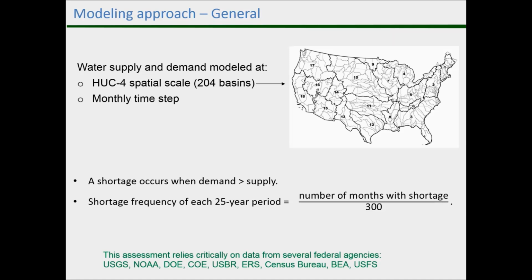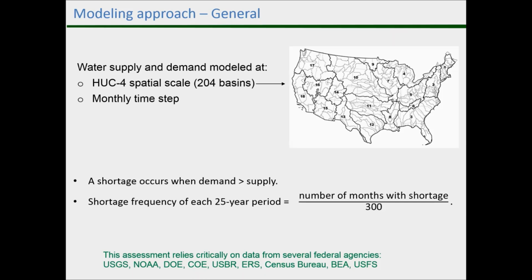We're doing this modeling of water supply and demand at the HUC4 spatial scale. So there's 204 HUC4 basins across the 48 states, and we're modeling at a monthly time step. And a shortage occurs when demand in a basin exceeds available supply. And we measure shortage frequency for each of several 25-year periods.